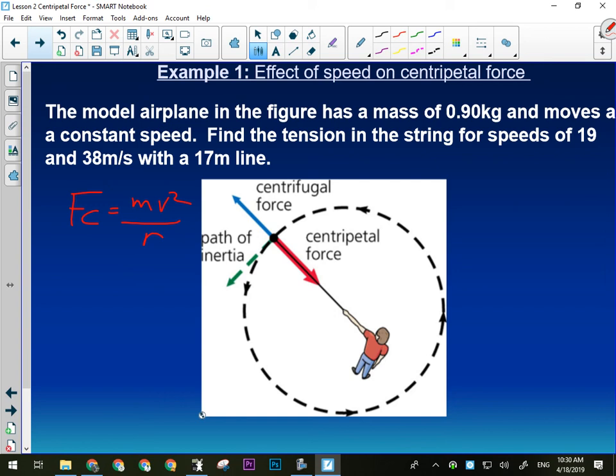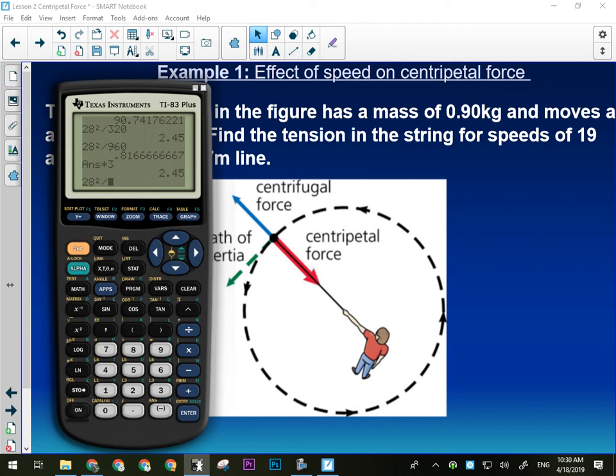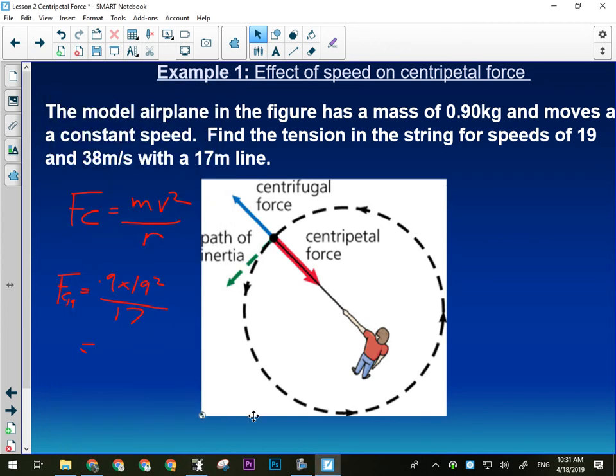Okay, we'll do this plane. Okay, at different speeds. So the mass is 0.9 kilograms. All right, so we'll go Fc for the 19 meters per second. So we'll go 0.9 times 19 squared divided by a radius of 17 meters. All right, so we're looking at 19.1 newtons worth of force here.